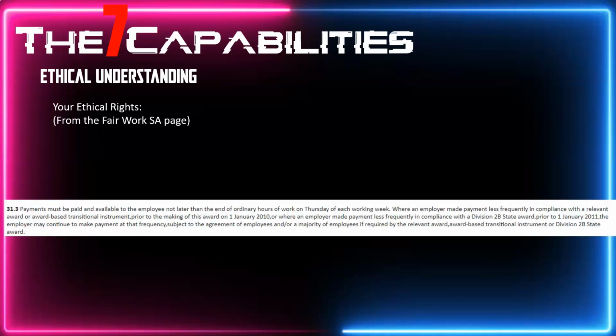Another thing to consider, which is also very important, is getting paid. And in this case, under that award, it said that pay must be paid and available no later than the end of ordinary hours of work on Thursday of each week. So in this case, they're basically saying you can't be paid later than weekly on a Thursday, unless you've signed a contract that says otherwise. So if you're signing a custom contract, make sure you read that and you agree with these kind of things. But ultimately, you get an idea of the average person is getting paid weekly, no later than Thursday. So you get an idea, okay, I'm going to get paid weekly. Great.